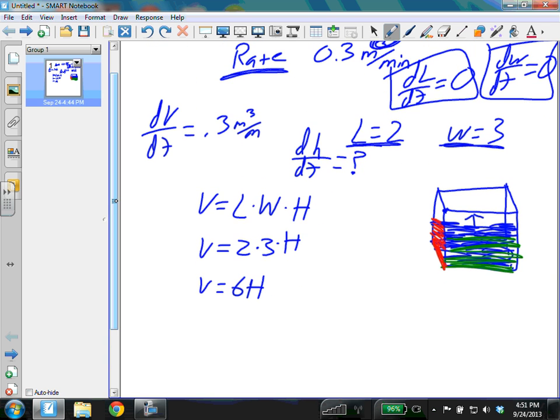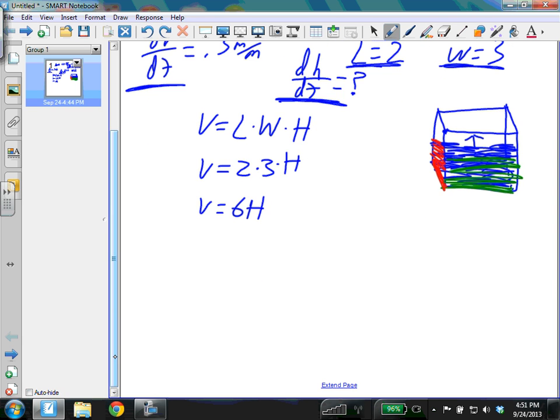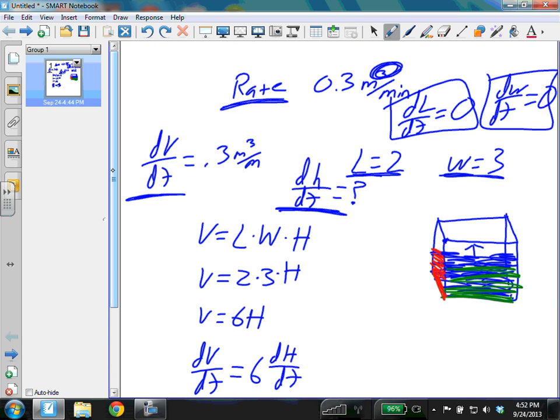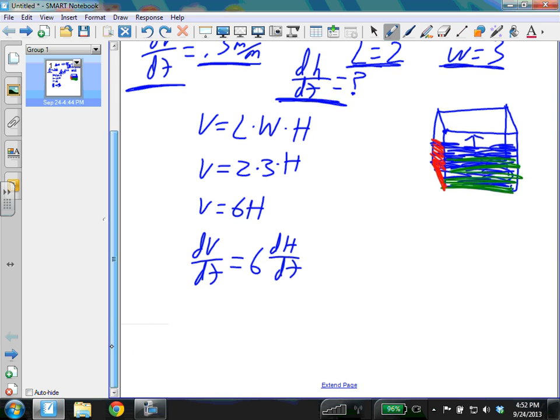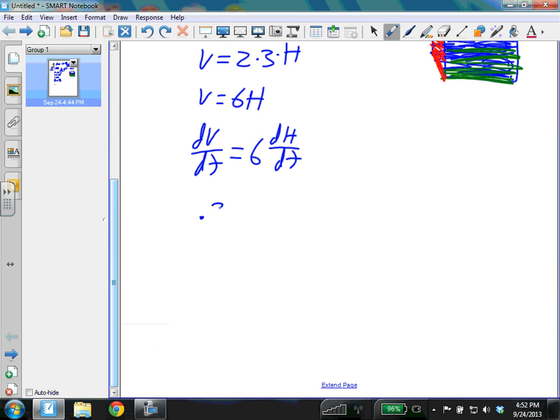Now, in order to get our rates involved, dV/dt, and then what we're actually looking for, dh/dt, we need to take a derivative. Well, the derivative of the volume with respect to time, using implicit differentiation, will be the change in volume with respect to time. And 6h with respect to time is going to be 6 times dh/dt. dV/dt was given to us from the very beginning, so we can take this 0.3 and plug it in for dV/dt.